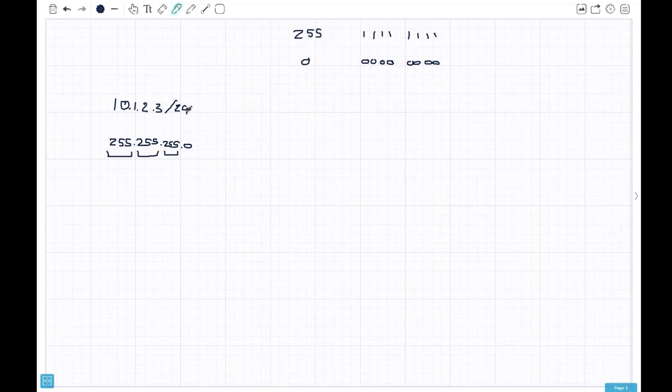Okay. So in this situation, the 1 represents something we care about, a network portion, where the 0 represents the host portion. So here we can clearly see by using a network mask, that's actually supposed to be network.